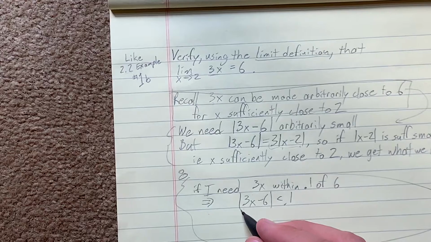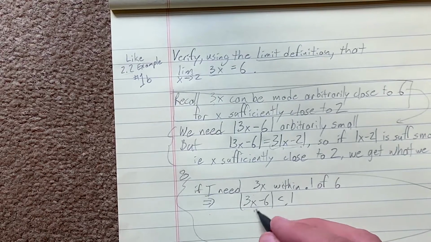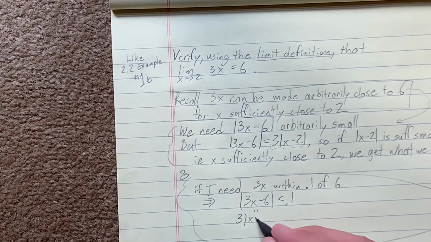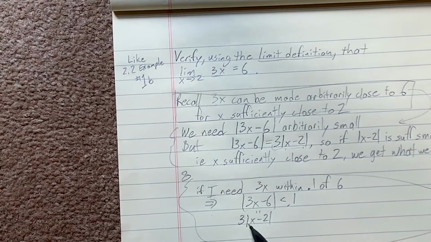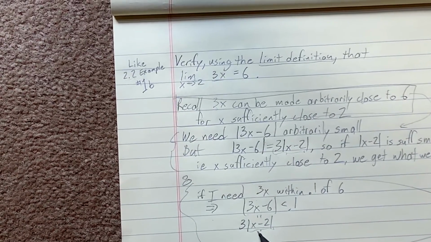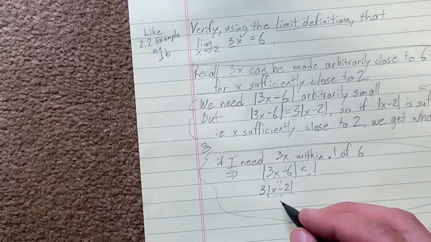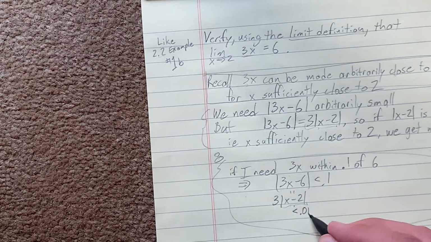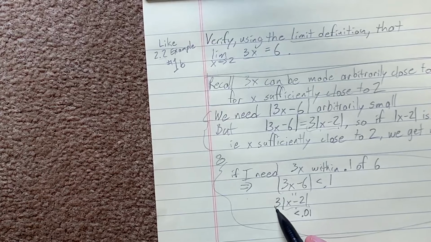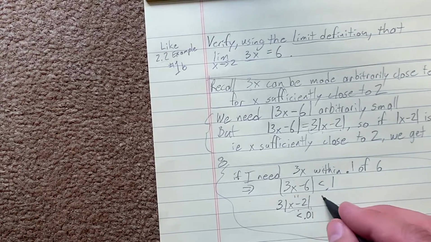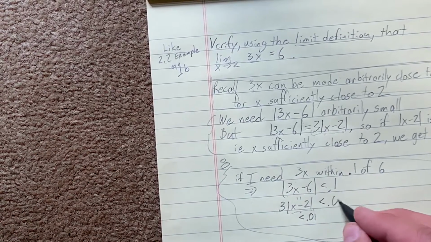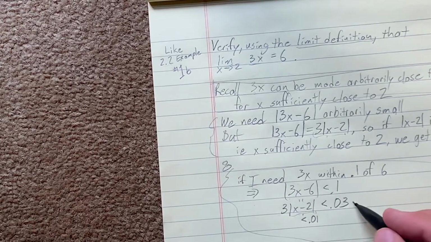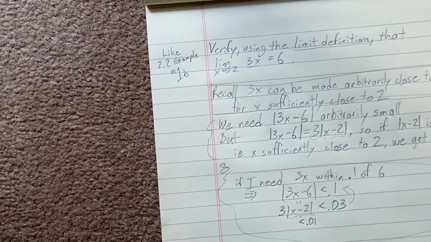But this is equal to 3 times the absolute value of x minus 2. So as long as you choose something small enough, so if you make this less than 0.01, then this whole thing is less than 0.03. It's less than 3 times that. And of course, if you're less than 0.03, you're less than 0.1.